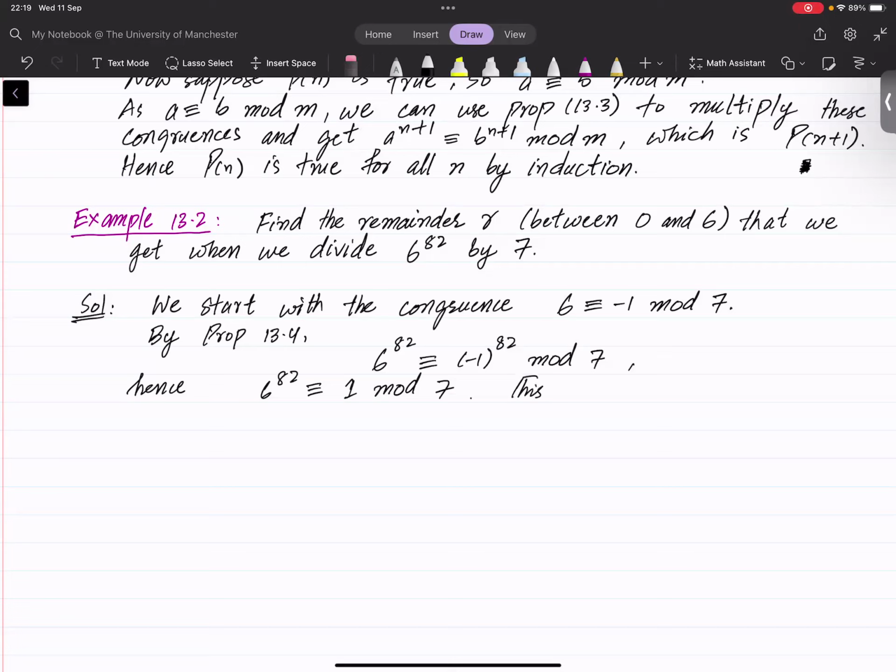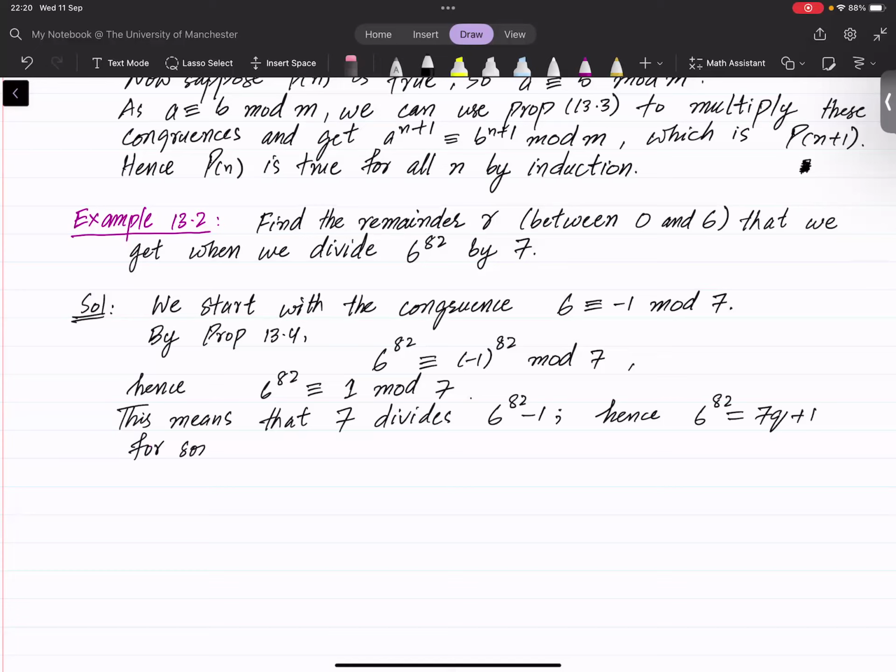This means that 7 divides 6 power 82 minus 1, and hence 6 power 82 is equal to 7q plus 1 for some q in Z, and so the remainder is 1. So you can see we can find out the remainders. Okay.